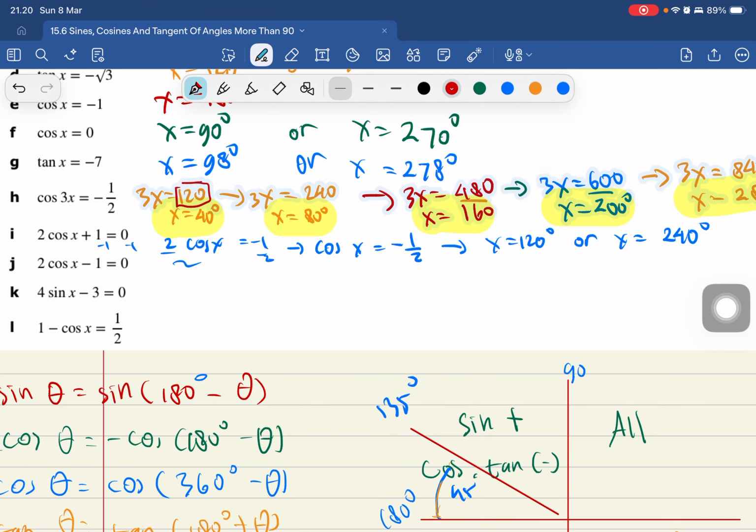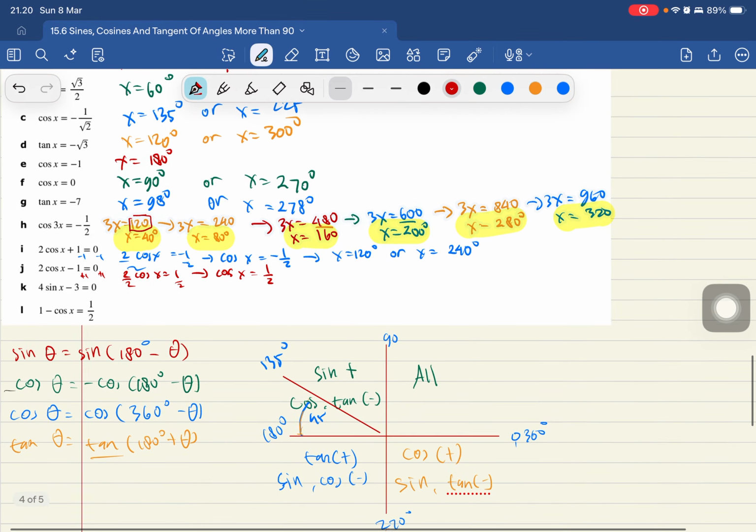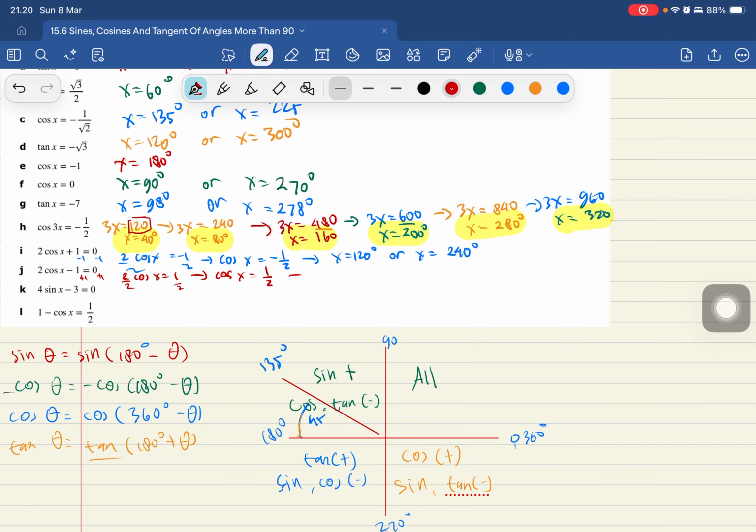Okay, next here we also add 1, and then 2 cos x equal to 1. We divide by 2 on both sides, so cos x equal to 1 over 2. So the first x is going to be 60 degree, or 360 minus 60, so another x is going to be 300.